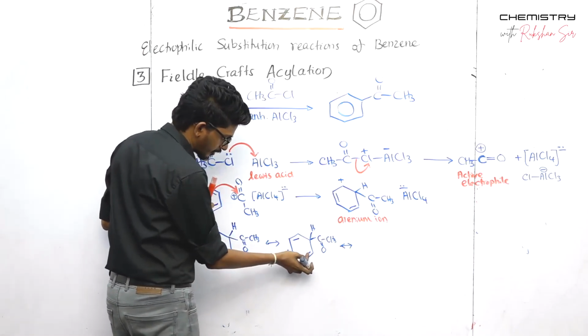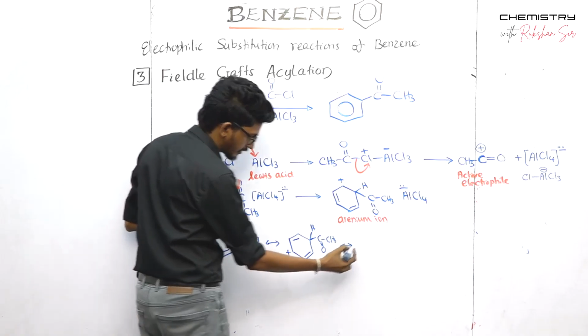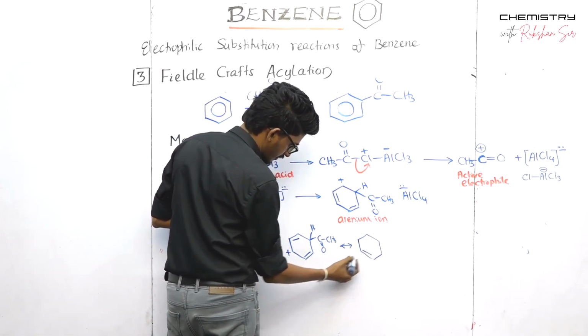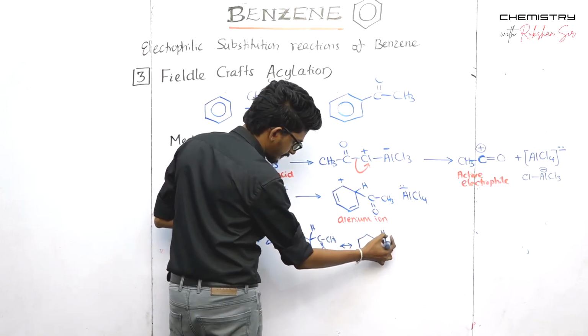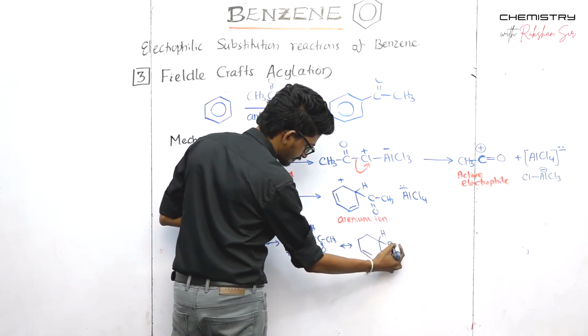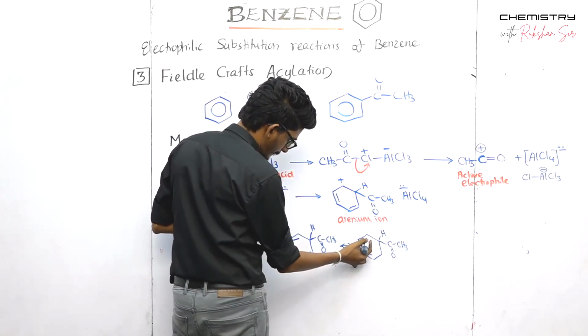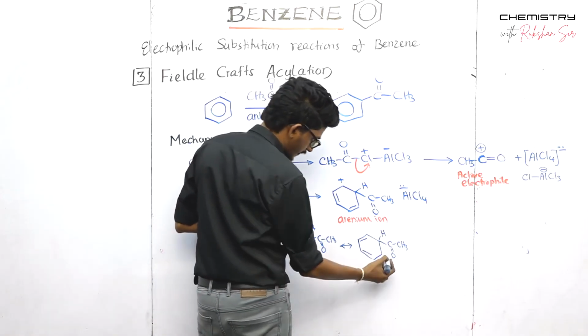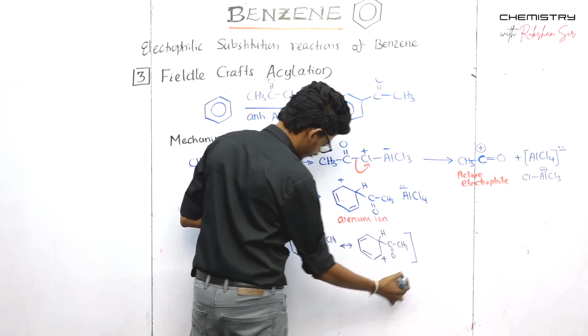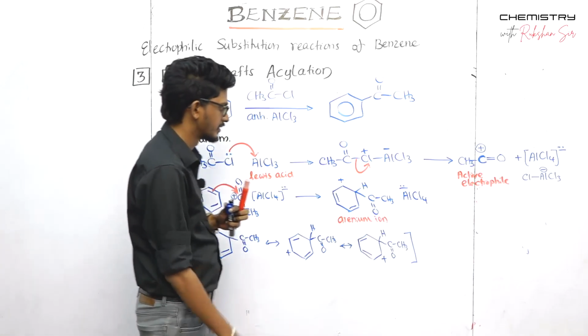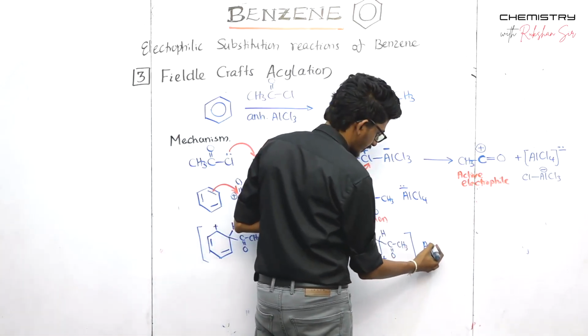Right? When these electrons come in here, the positive charge appears here, right? This is resonance stabilization of the arenium ion, right? Positive charge appears here. This is a resonance hybrid, right? So you have the AlCl4 minus as well.